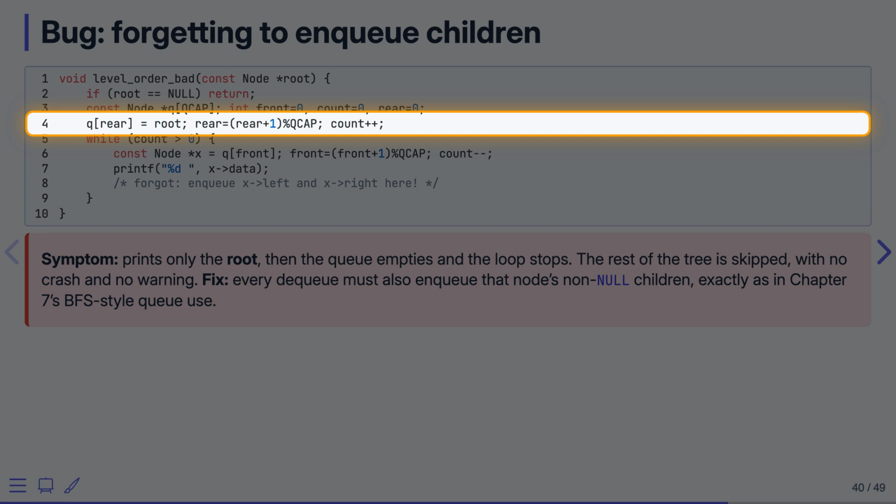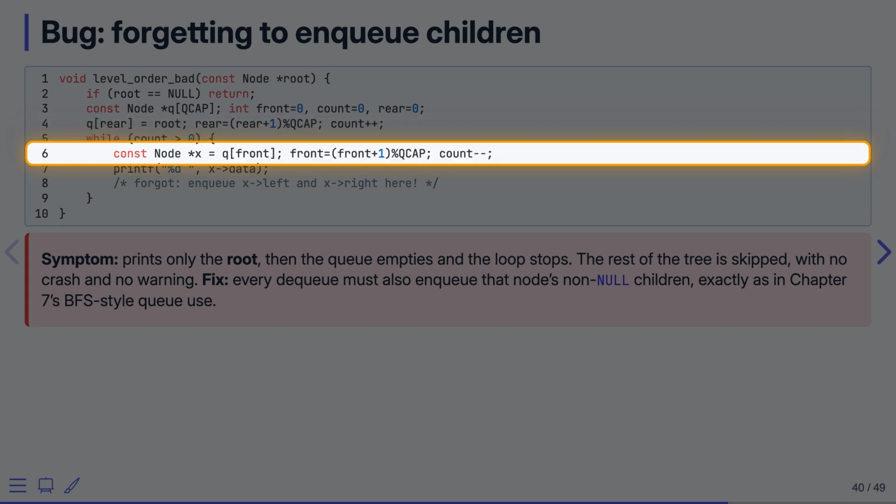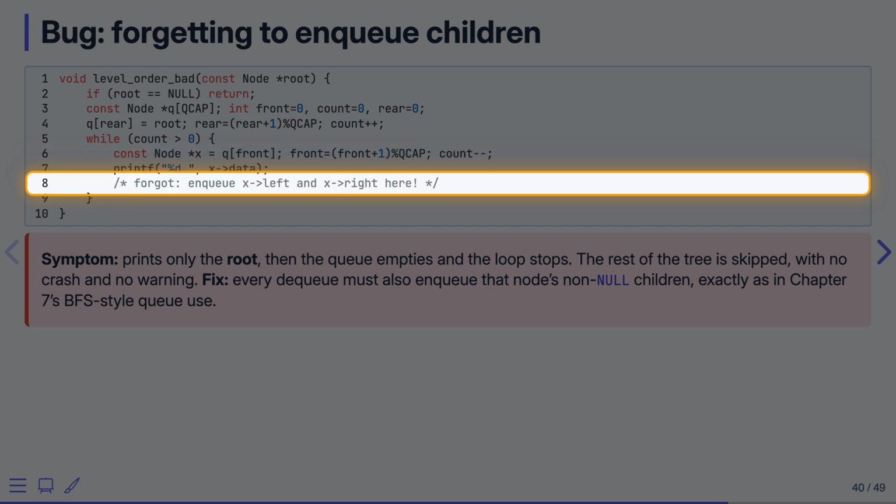This is a level order bug. We start by putting root into the queue. So far so good. The queue now holds one node. The loop runs while count is greater than 0, that is, while the queue still has nodes in it. Inside the loop, we take the front node out of the queue and call it X. Then we print X arrow data. That prints the root. And here is the bug.